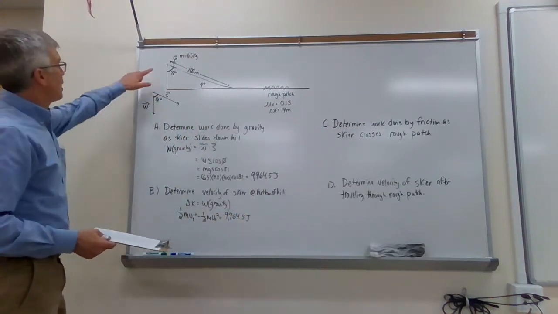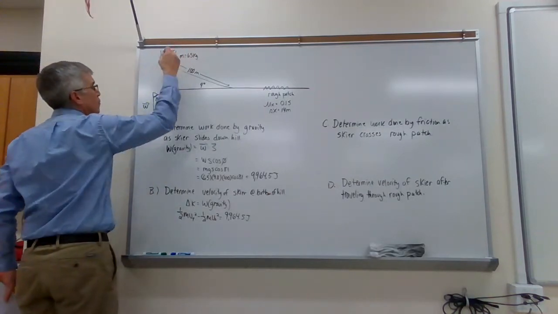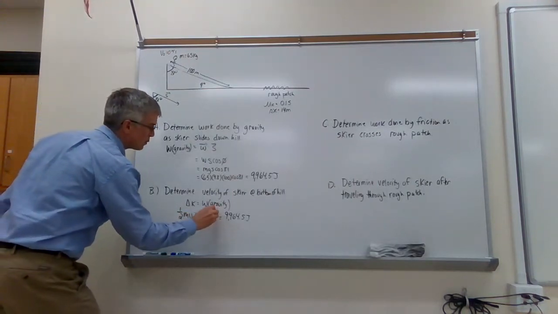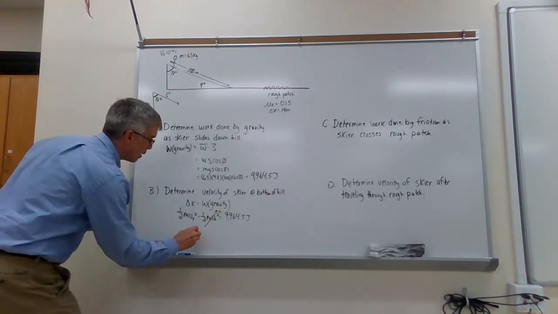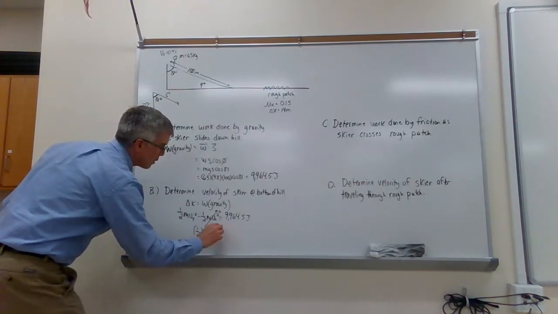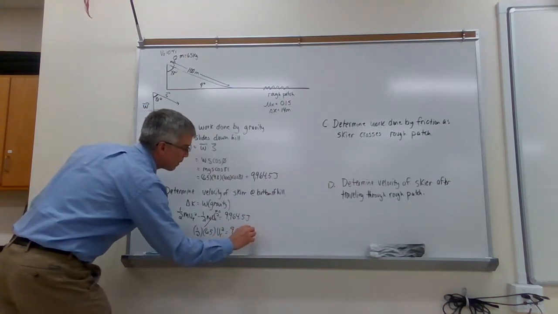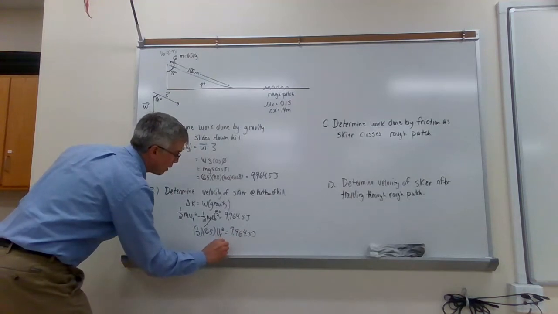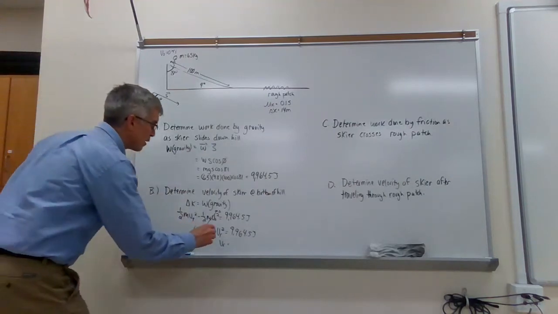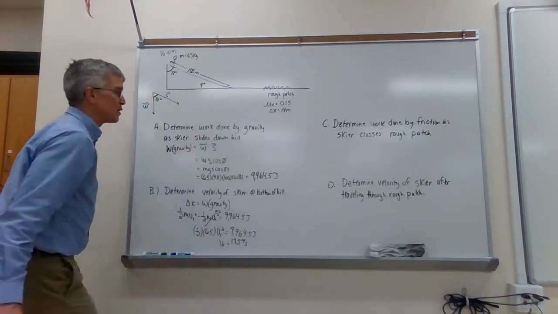Now, I didn't explicitly state it yet, but at the top, the starting velocity of the skier is 0. He starts from rest. So this whole term is 0. I plug in 1/2 times my mass times Vf squared, set that equal to 9,964.5 joules. Do some algebra, and I got Vf to be 17.5 meters per second.